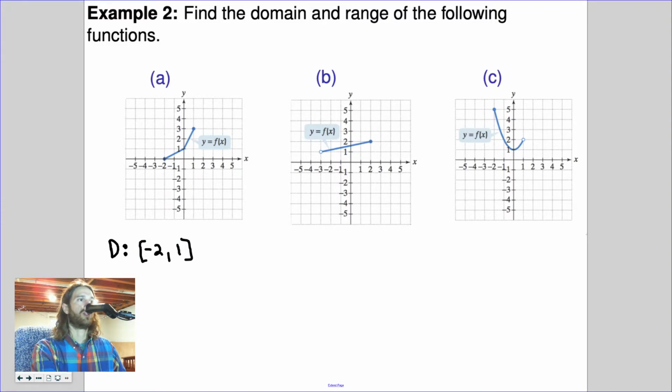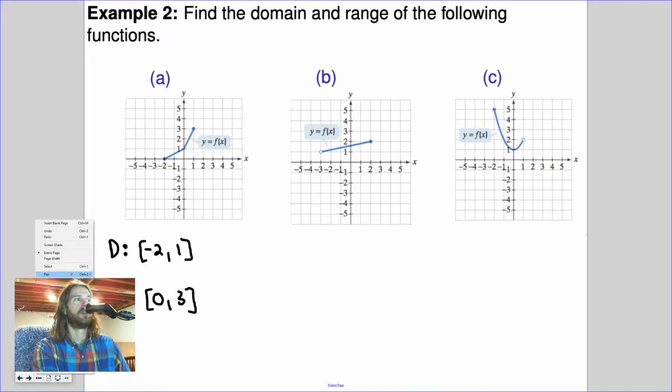Our range, we don't look at where it hits the x-axis. We look at pinching it to the y-axis. So you can see that if I were to smush it in on the y-axis, those would be all the numbers that get hit. What's our range? The range goes from 0 up to 3, and we use brackets just like that because the endpoints are closed circles.